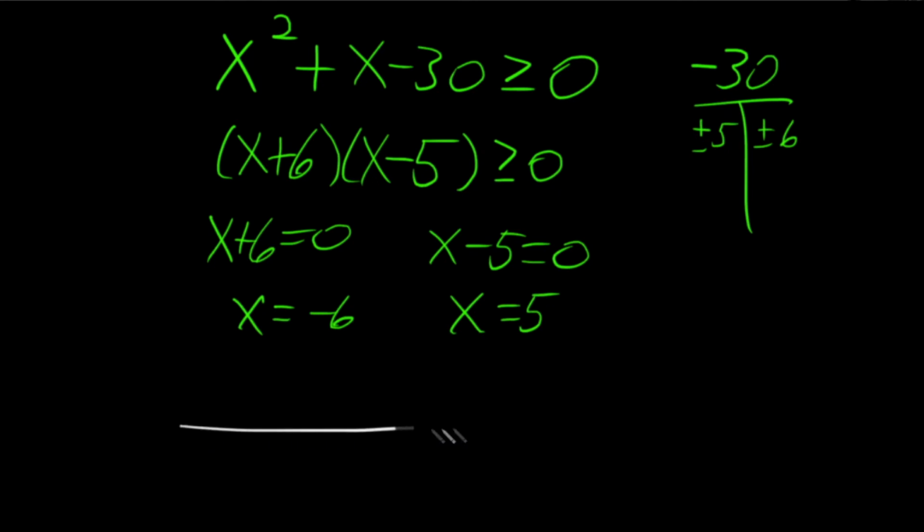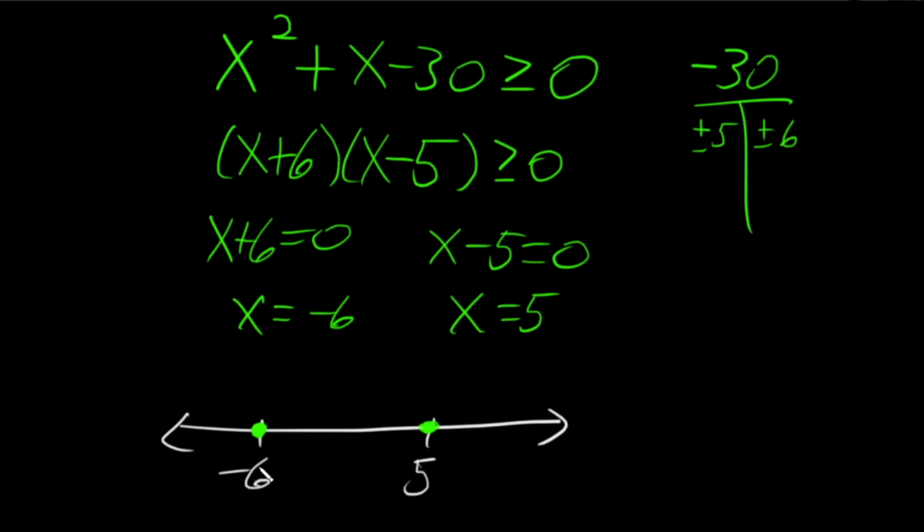We'll put this on a number line. -6 here, +5 to the right over here. Now, since we know these two values give us exactly 0, and the inequality allows us to equal 0, right? It's greater than or equal to 0. Then we can start with closed circles at both points. Now what we need to do is test on either side or between the numbers to see if that gives us a positive or negative value. And we're only looking for the positive values since we need to be greater than or equal to the 0.